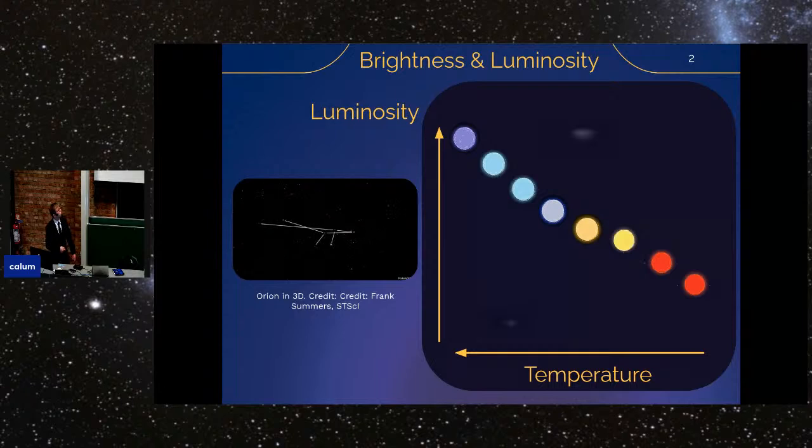And so you find out then that the stars have this nice trend with temperature and luminosity. And it turns out that the more luminous stars tend to be hotter. And this is what we call the main sequence, the place where stars sit, where they stay for most of their lives.